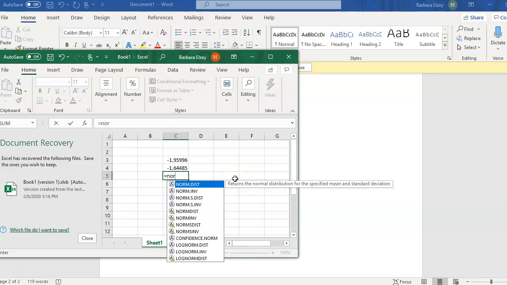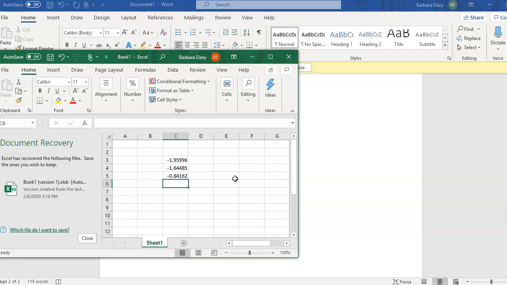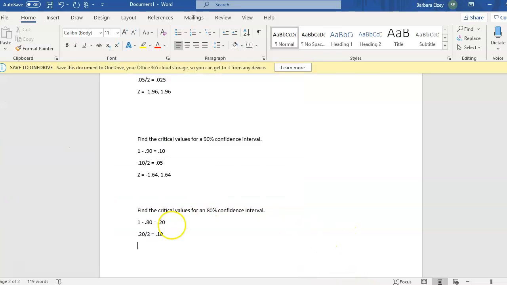Equal norm.s.inv, put the 0.10 in, and we get negative 0.84. Z is negative 0.84, and of course its opposite, 0.84.